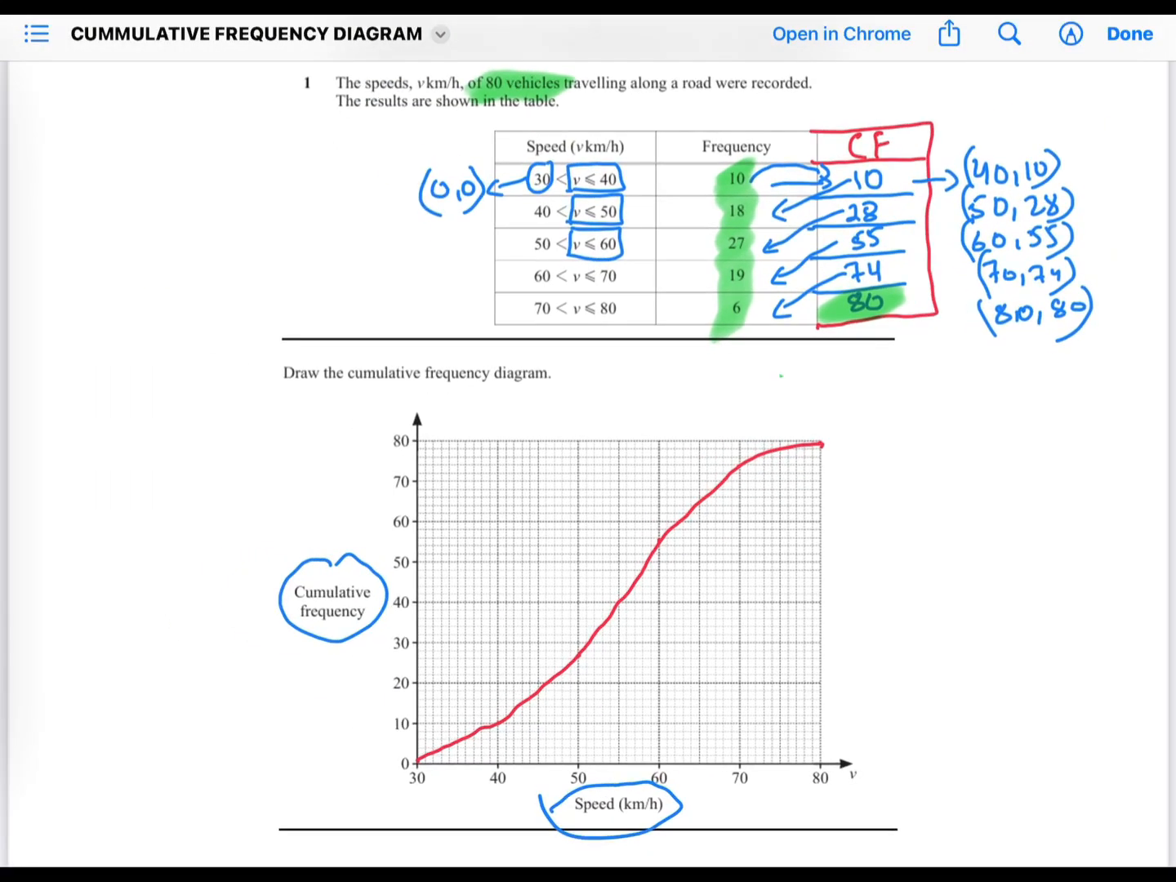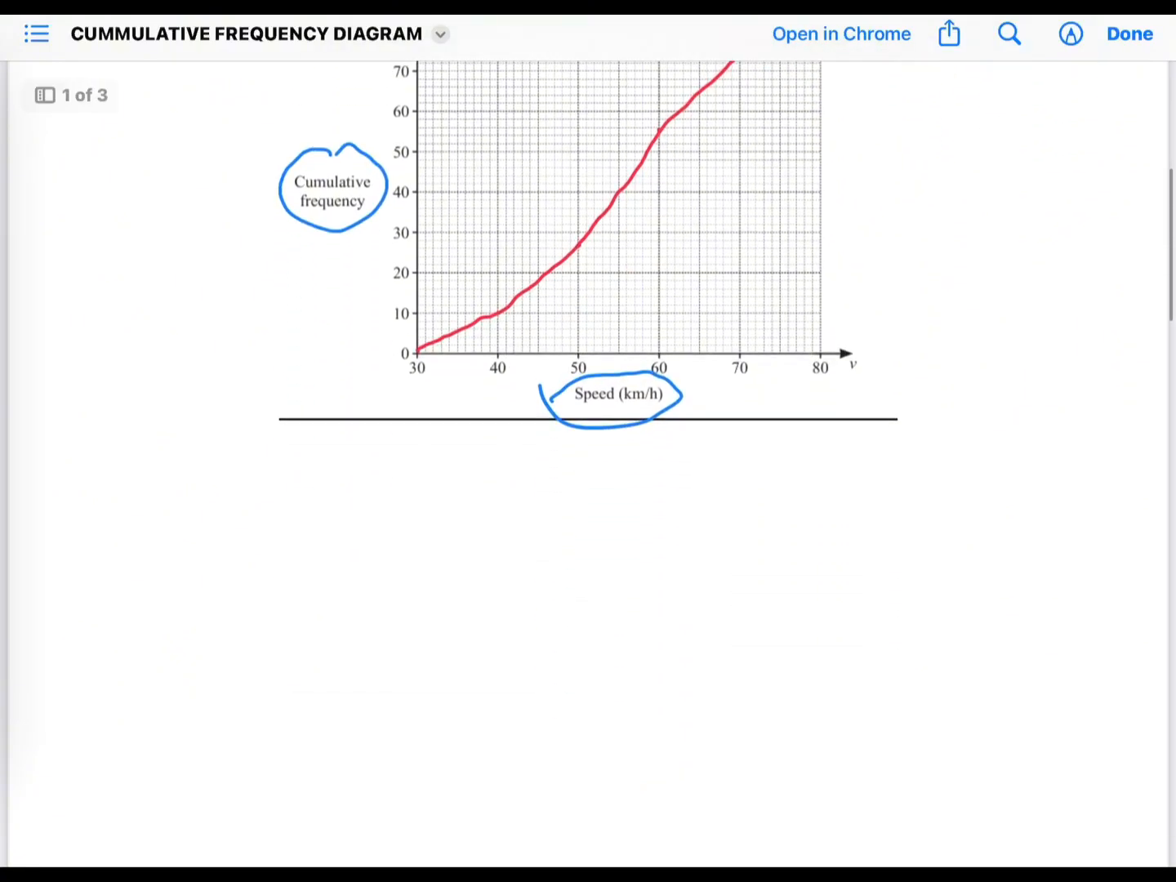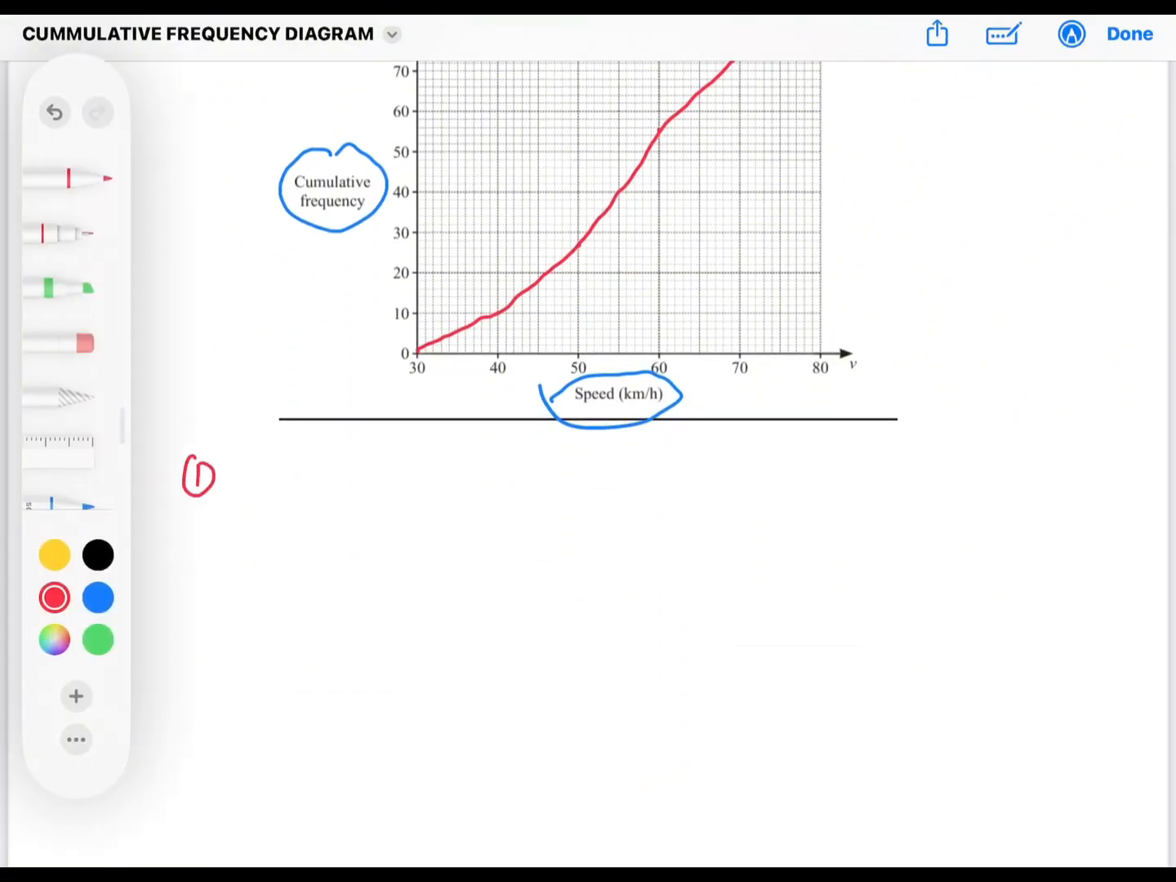I hope everything is clear on how we can find the cumulative frequency values, how we can plot the points and make a cumulative frequency diagram. I hope these two things are clear to you. Now we will see how we can find the median, interquartile range, upper quartile and lower quartile values. So let's go. The question will be the same.